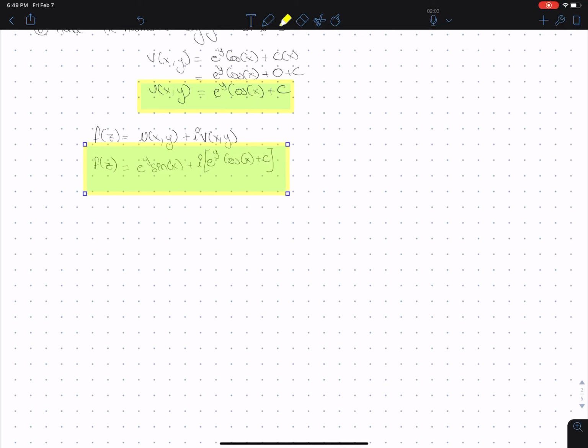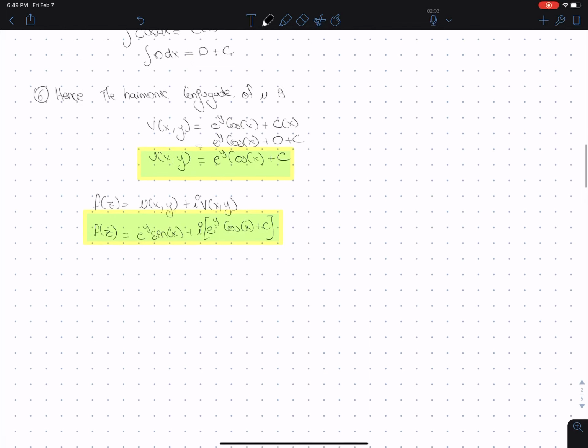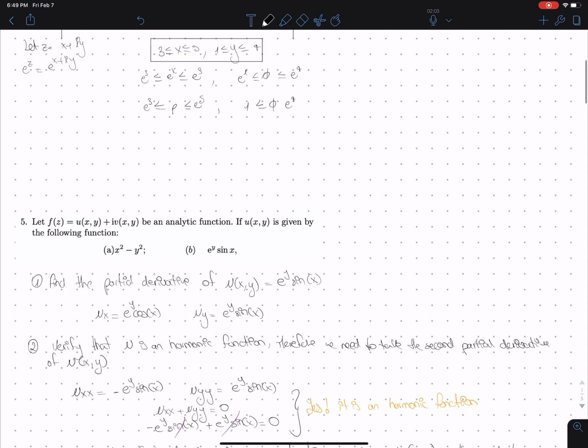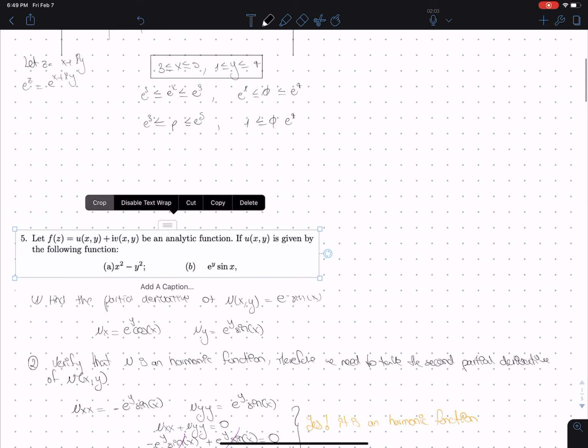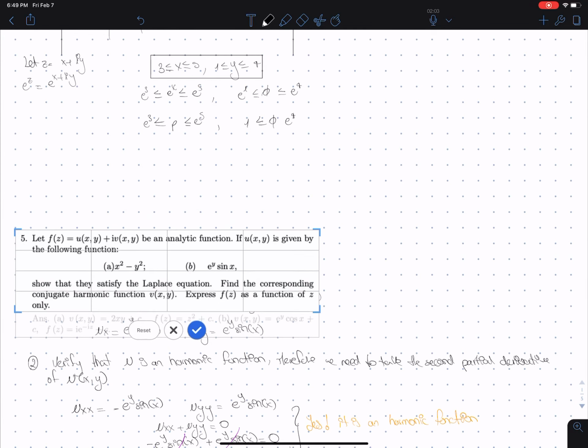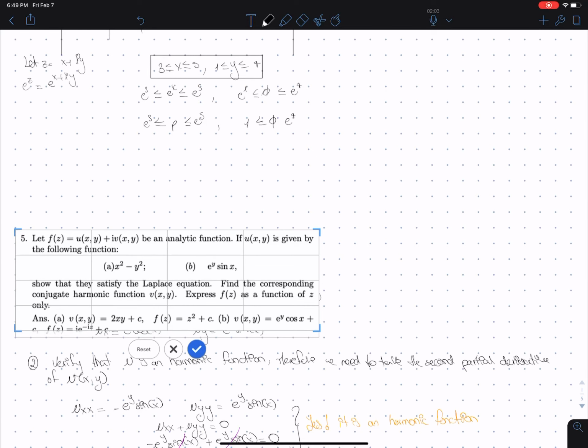Of course, we can express it in other forms. Let's see if it matches our answer. e to the y cosine of x plus... Okay, they have already expressed it in Euler form or polar form. Let's see.